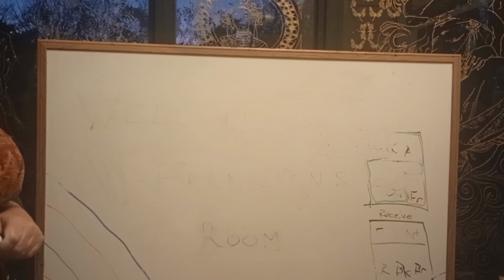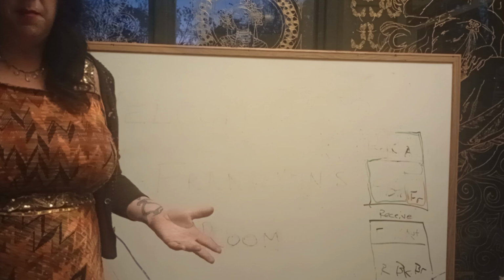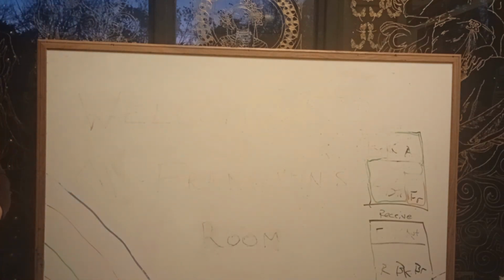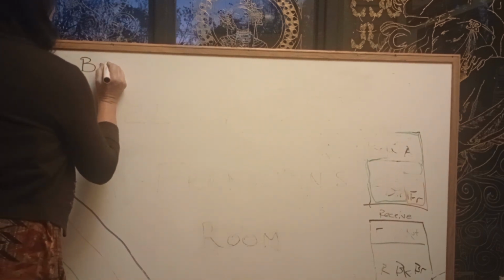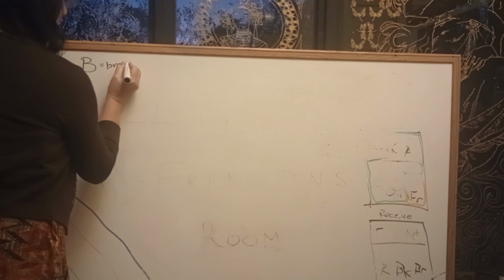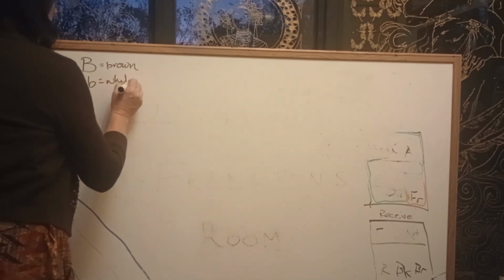Like if you crossed brown dogs with white dogs and brown was dominant, and you had a random brown puppy and you're like, well, what's the genotype? Brown is dominant. This is brown, or capital B. And little b is white, recessive.